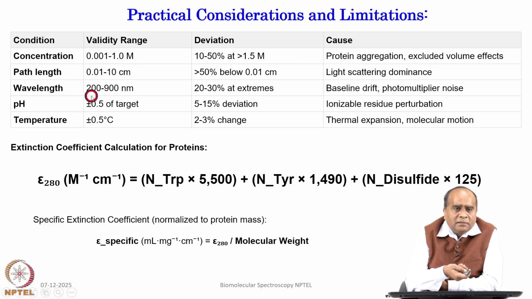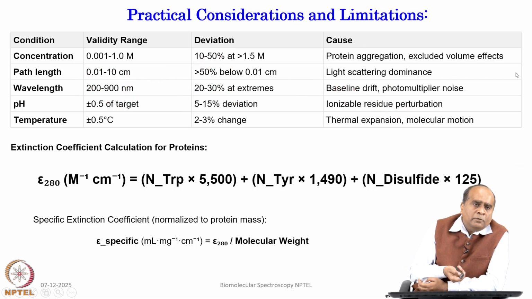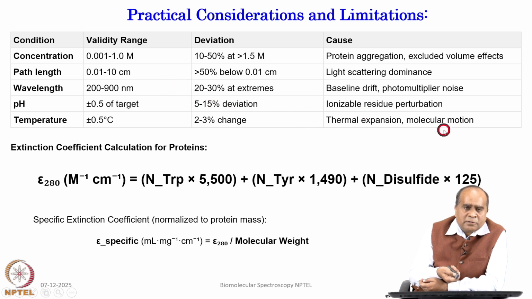The wavelength validity range is between 290 to 900, and 10-20% deviation can happen at the extremes, and baseline drift and photomultiplier noise can happen. Now, the pH validity range should be plus minus 0.5. Deviation can happen if you change that, because of ionizable residues. Temperature 0.5 degree centigrade, and then 2-3% can change, and this is thermal expansion and molar mode.